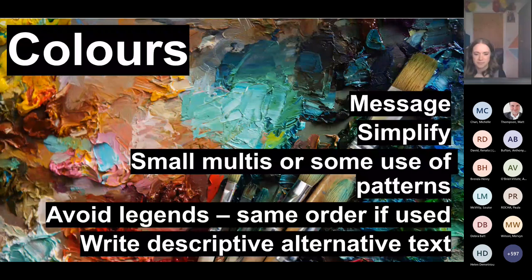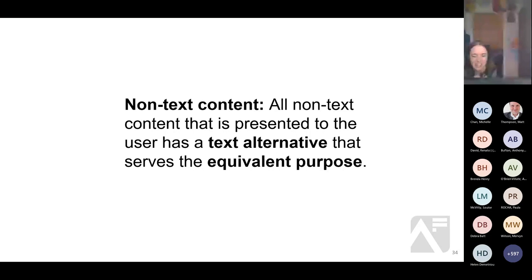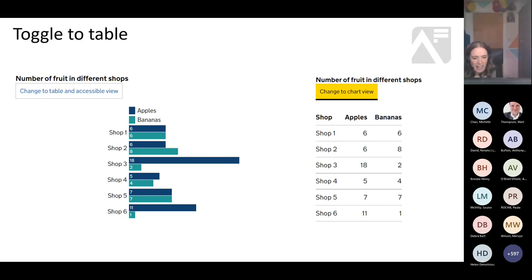Okay, alternative text then. So this is a separate success criterion. It's non-text content, and it says all non-text content that is presented to the user has a text alternative that serves the equivalent purpose. And the really key thing there is equivalent purpose. Think about all the alt text you may have written in the past: did it serve the equivalent purpose, or as near as you could get to it? So gov.uk and the Explore Education Statistics website, there may be other ones that do it as well, I'm not aware of, but they're the ones I am aware of.